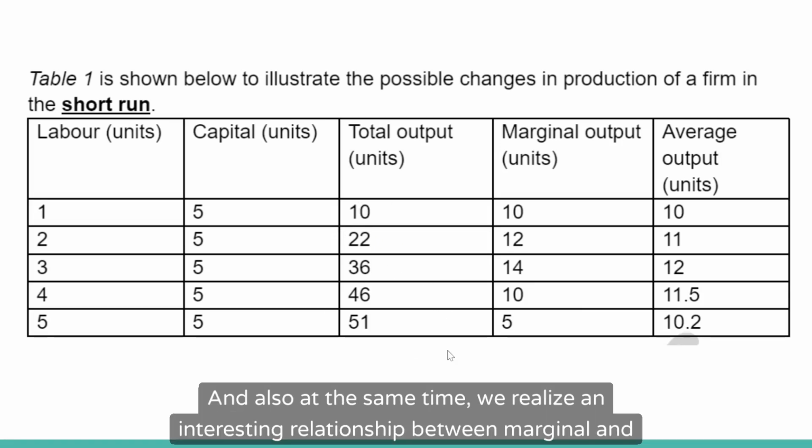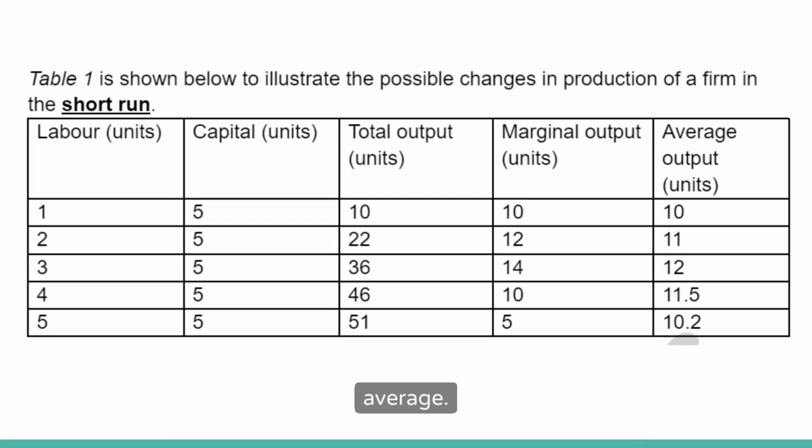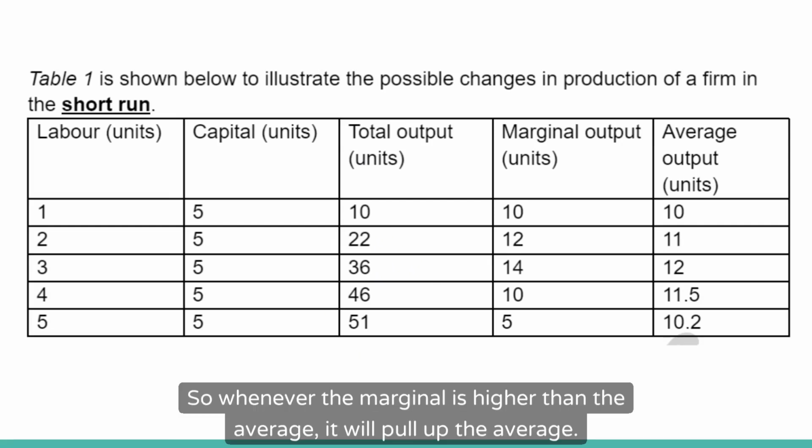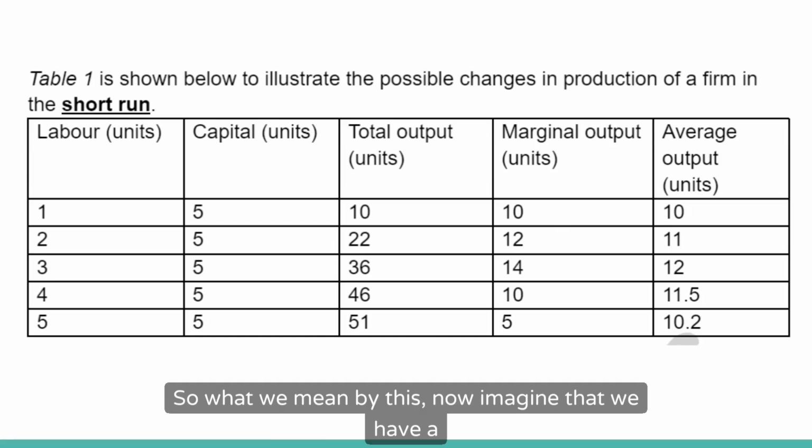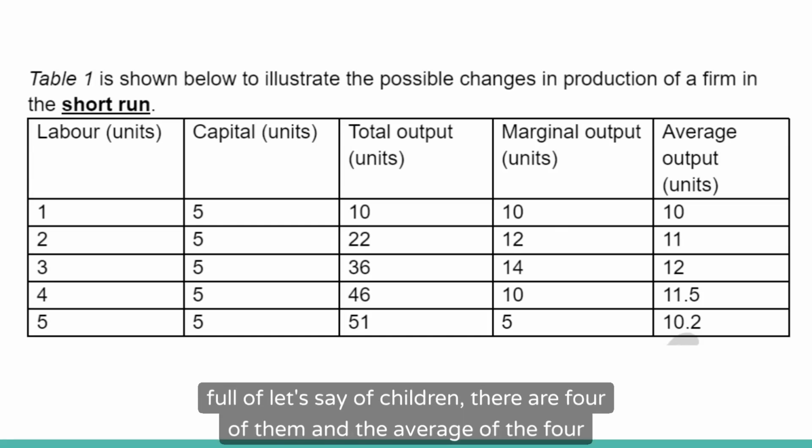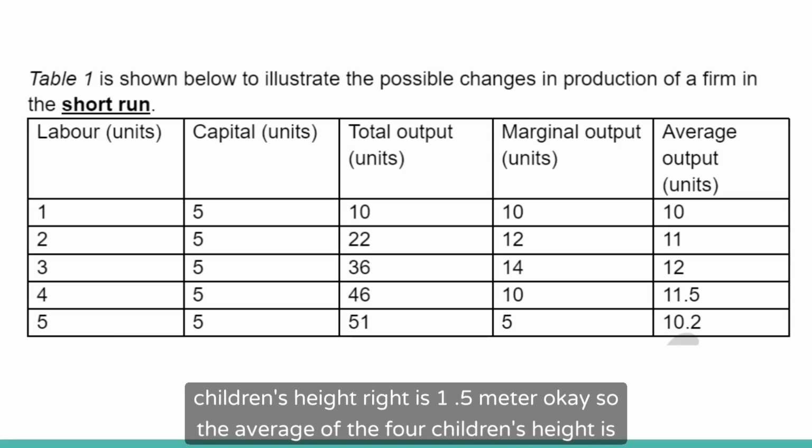And also at the same time, we realize an interesting relationship between marginal and average, right? So whenever the marginal is higher than the average, it will pull up the average. Okay, so what we mean by this, now imagine that we have a room full of, let's say, children. There are 4 of them, and the average of the 4 children's height, right, is 1.5 meters.